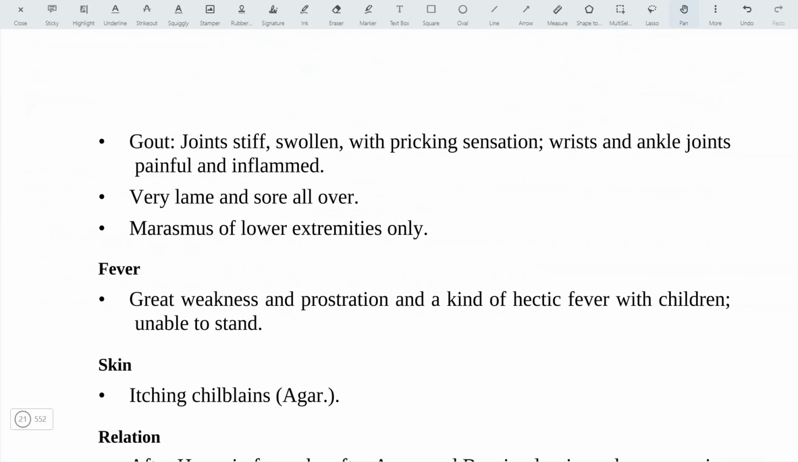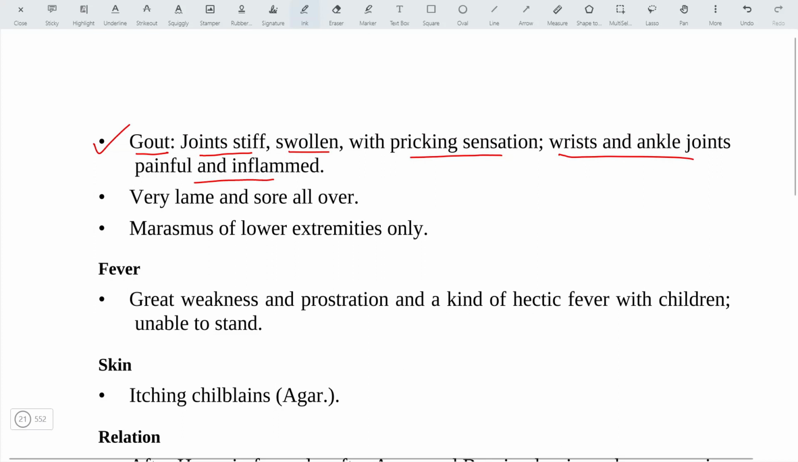Next, see, in the extremity, the term gout, it is a clinical term. As Allen's keynote is a clinical materia medica, you will often find some clinical terms in here. Joints swollen with pricking sensations, wrist and ankle joints painful and inflamed. Abrotanum has specific action over the small joints like wrist or ankle joints. But remember, these are basically the symptoms of gout. These are the actual medical symptoms. There is nothing peculiar in it.